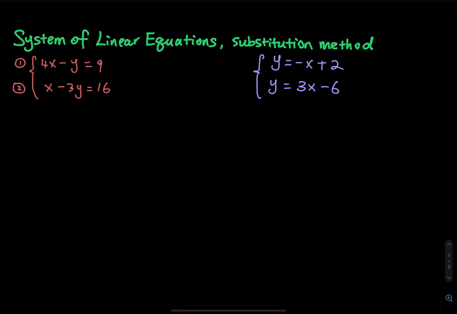We have a bracket, and then this is 4x minus y equals 9, and then the second equation is x minus 3y equals 16. And then using substitution method, this is what I am going to do.